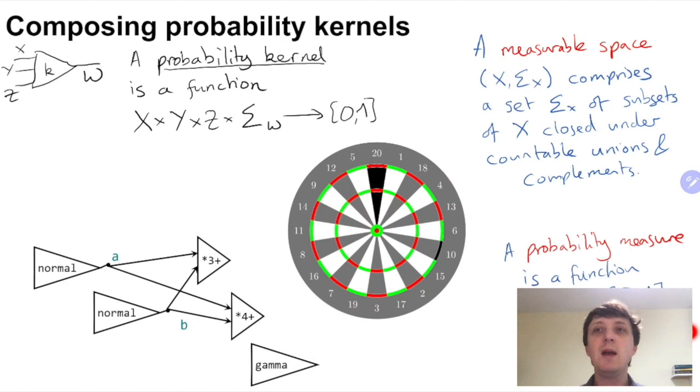It does so in such a way that probabilities sum to 1 overall, and also in such a way that when we take the probability of a disjoint union of a family of sets, it's the same as taking the sum of the probabilities. This is called sigma additivity.